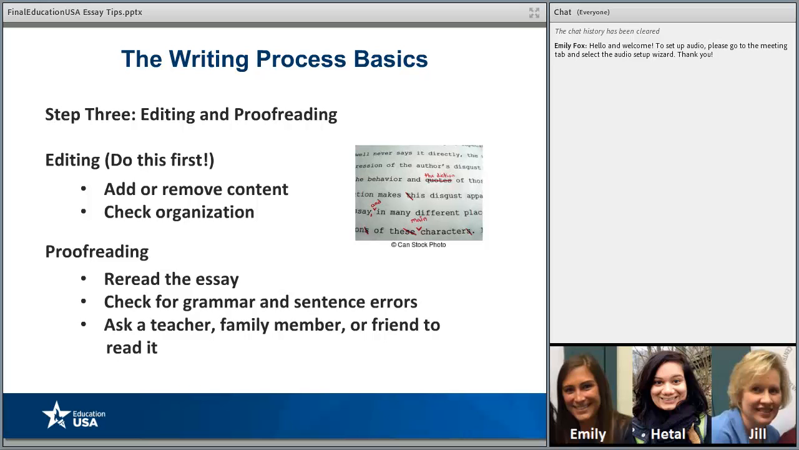So a big part of finishing your essay is rereading it, looking for mistakes, getting feedback from somebody else, and even reread it again, right? You can't read that essay enough times.